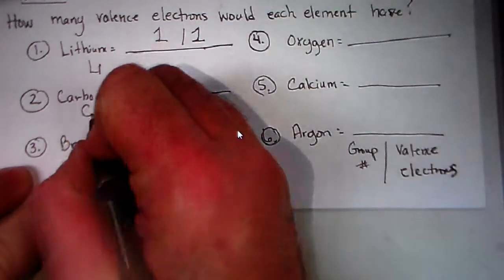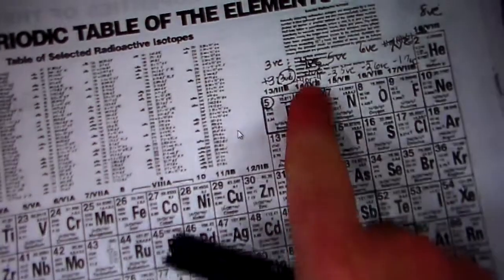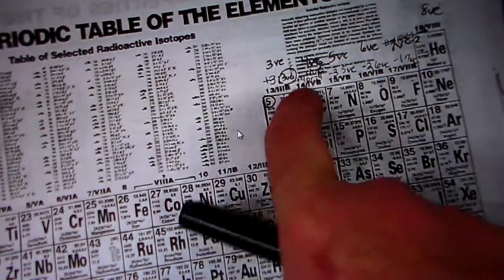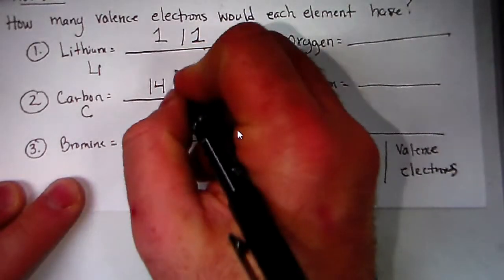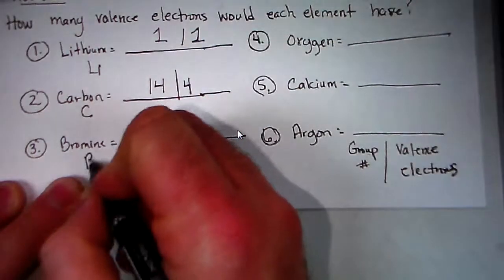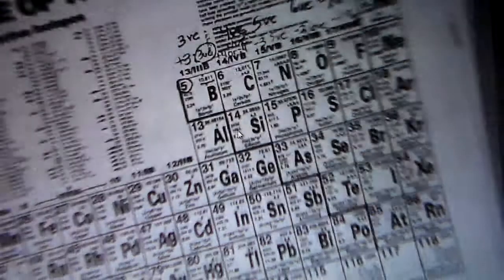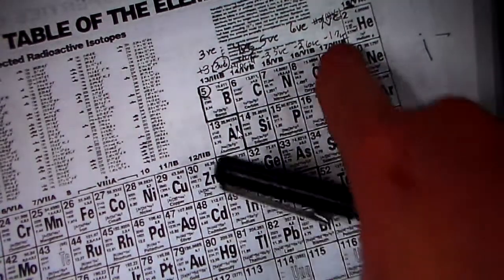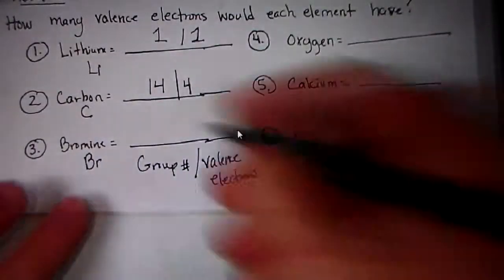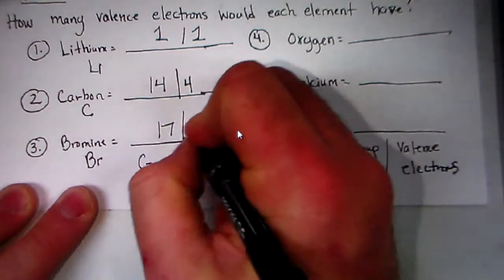Carbon, symbol C, is in group 14. So it has 4 valence electrons. Bromine is Br, not B. B is boron. Bromine, Br. Group 17, so it has 7. Wow, that's really hard, right?